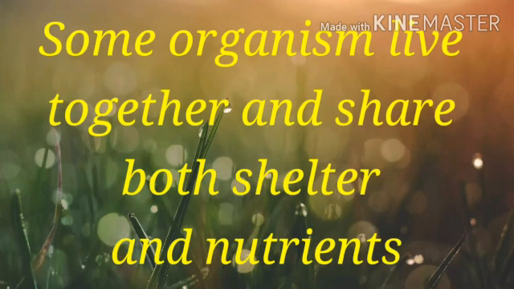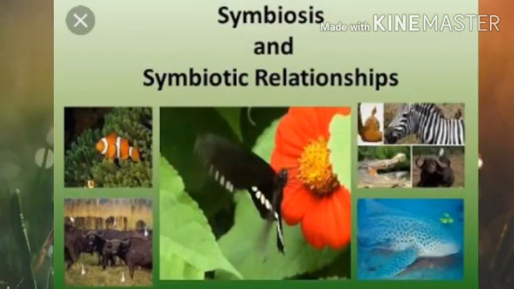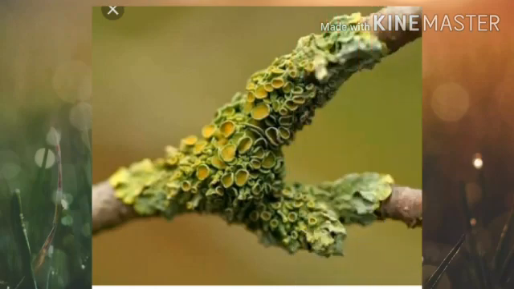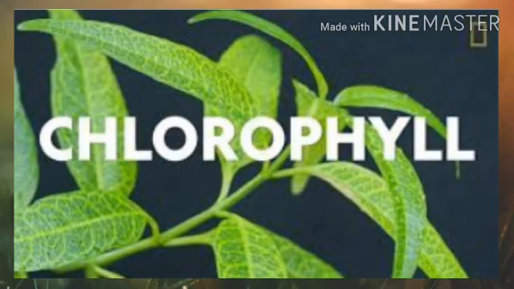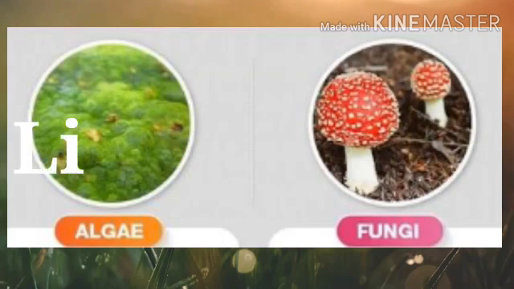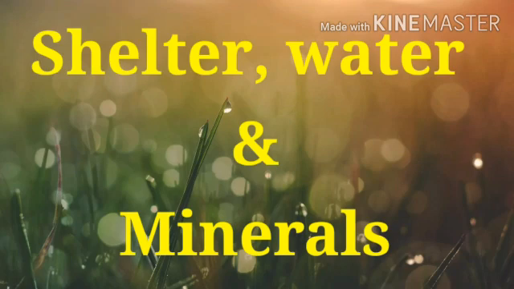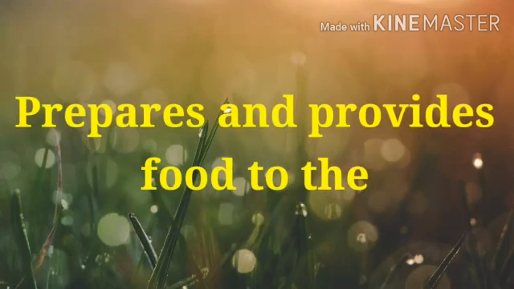Some organisms live together and share both shelter and nutrients. This relationship is called symbiosis. One more example of a symbiotic relationship is lichen. In organisms called lichens, a chlorophyll containing partner, which is an alga, and a fungus live together. The fungus provides shelter, water, and minerals to the alga, and in return, the alga prepares and provides food to the fungus.